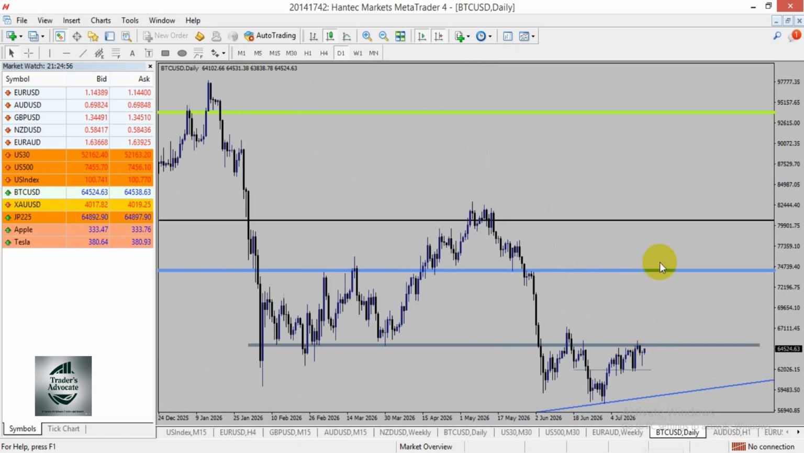If you see a break above here, so something like this, a break above the neckline, a healthy break above the neck, not a weak one, a fully formed daily candle close above this area. That does not mean you can click buy. We don't buy at the breakout. Never buy at the breakout.